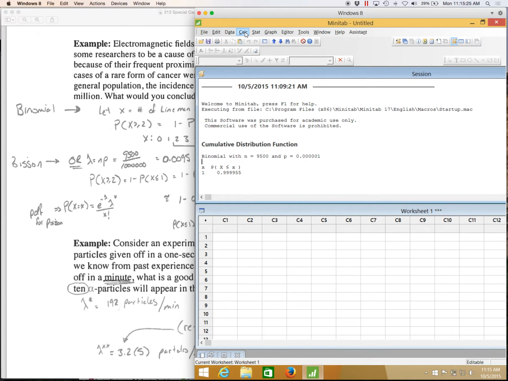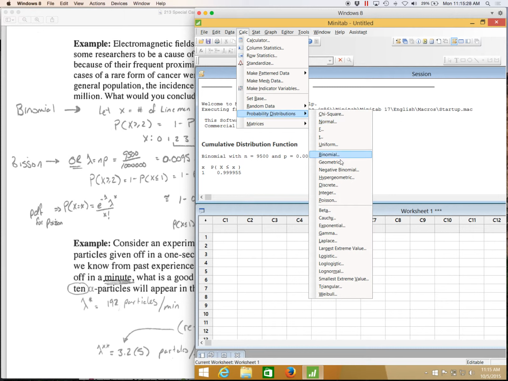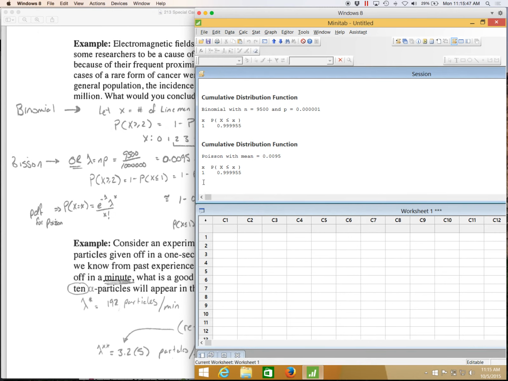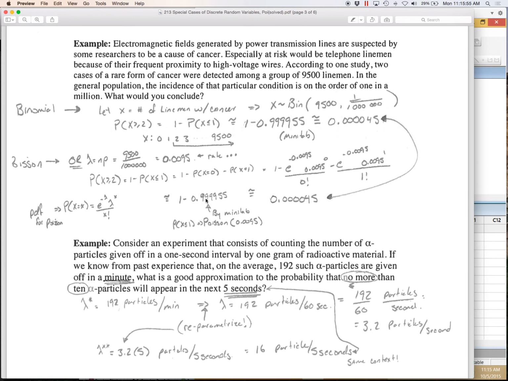To say this is calculate the probability distribution of a Poisson, where yes, I'm still doing the cumulative probability. The mean, or the lambda, or the rate we said here was 0.0095. And again, we're finding less than or equal to 1. We find here that this, of course, is the exact same probability we found when doing it as a binomial. So this is 1 minus 0.99995. Again, of course, we get the probability of having at least 2 to be the same, either way we calculate.